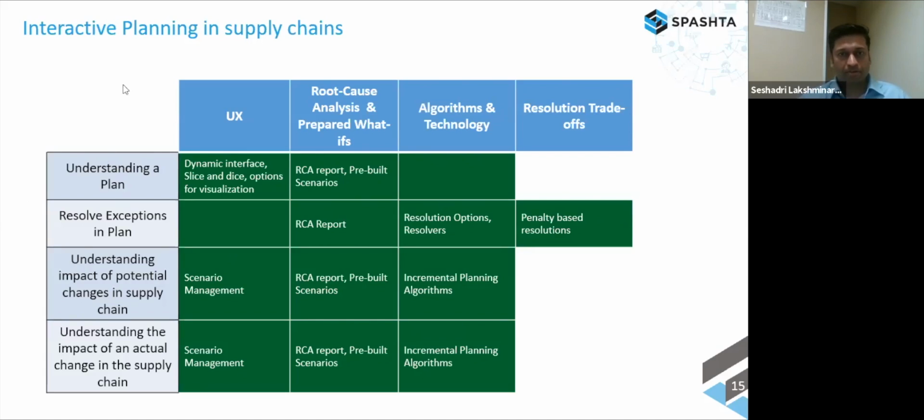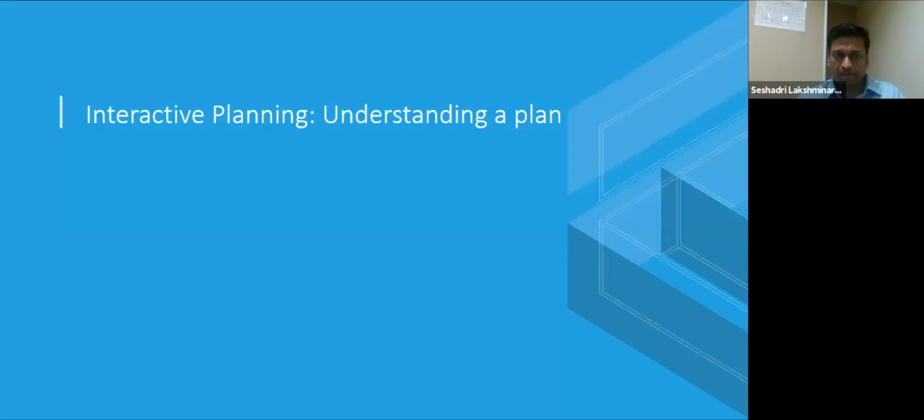So what I'll do is, instead of covering this entire matrix, I will start with just understanding a plan. What do I mean by interfaces and so on? So I will start with that, and I'll come back to this same matrix. We'll go to the next one. What does resolving exceptions mean, and so on. Okay, so we'll get into the details of this. Again, at any point in time, if you have a question, just feel free to jump in and ask.